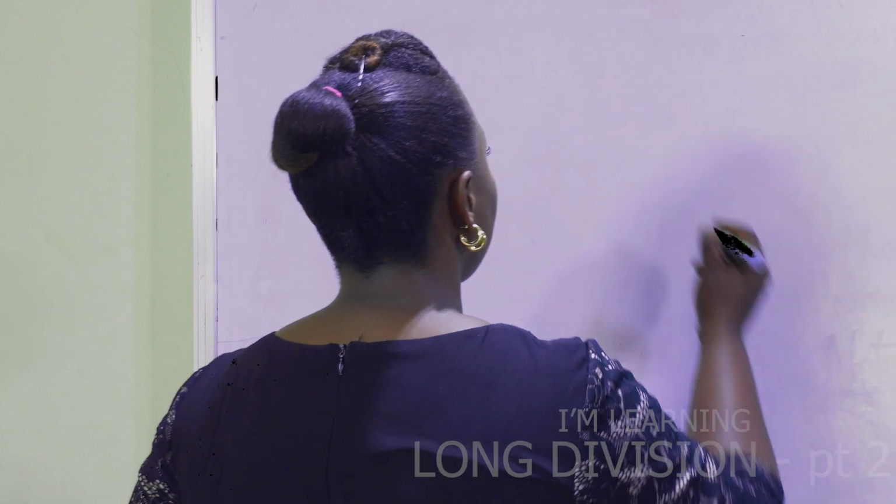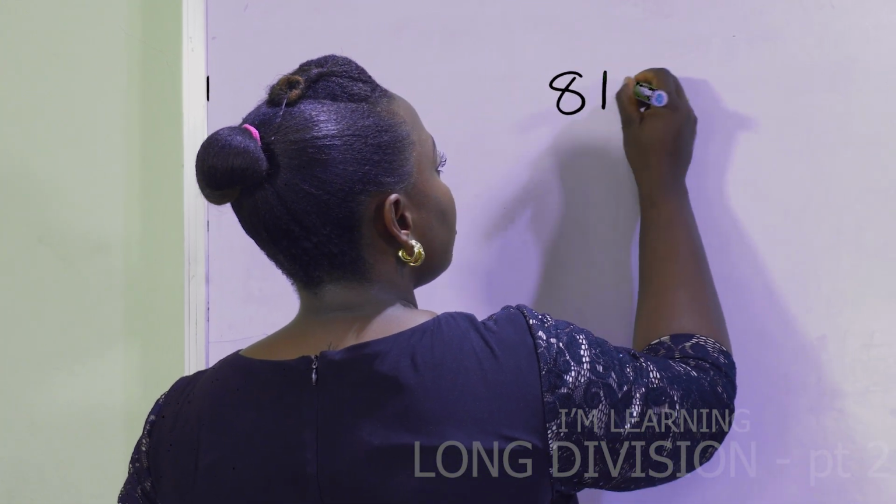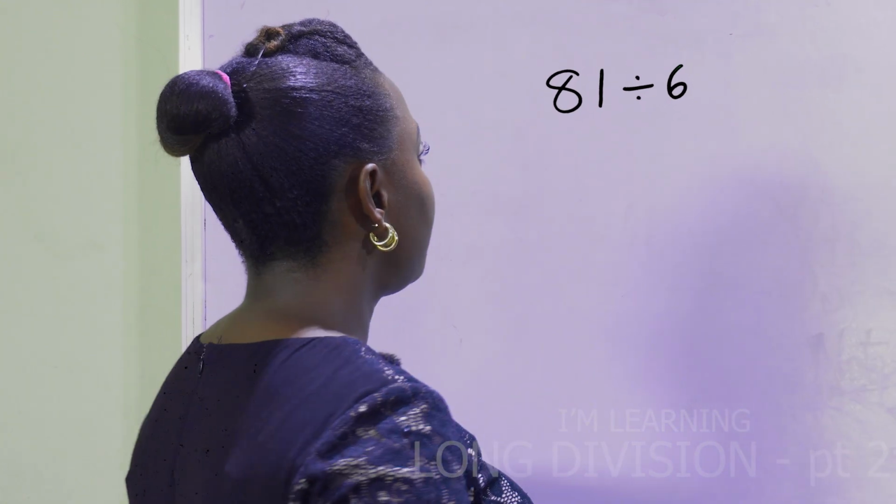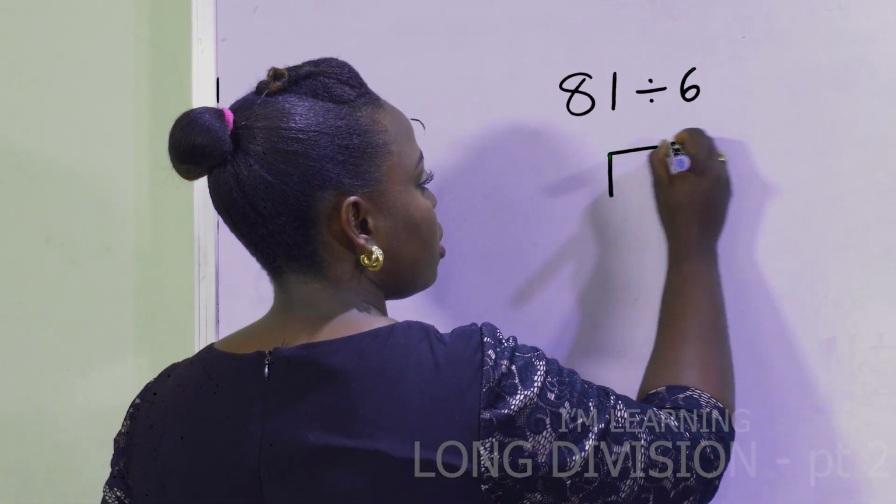Right, so now we're going to be looking at how to use long division to convert a number to decimal. Sometimes when you do a division question, you might have a remainder. I'll give you an example. I have 81 divided by 6.